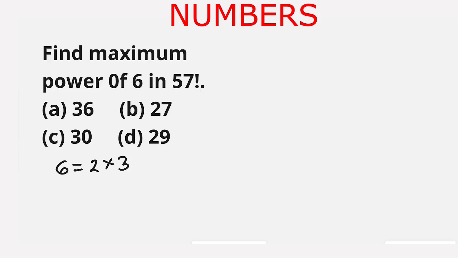As we know, the power of 2 will be more than the power of 3 in 57 factorial. So we will just find the power of 3 in 57 factorial, and that will be the power of 6 in 57 factorial. 3 divides 57 for 19 times.